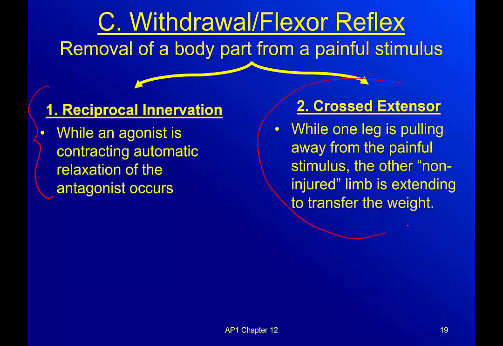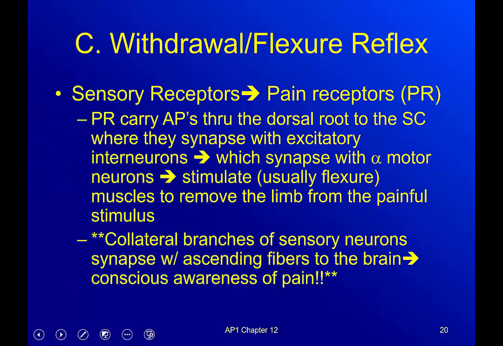Because again, I don't want two fighting muscles. Crossed extensor. To extend means to straighten out, right? Crossed, I need to go to the other side of my body. I need to go across to get my other leg to extend to catch me because I just stepped on a nail. Okay? So, let's talk about getting my foot away from the painful stimulus first.